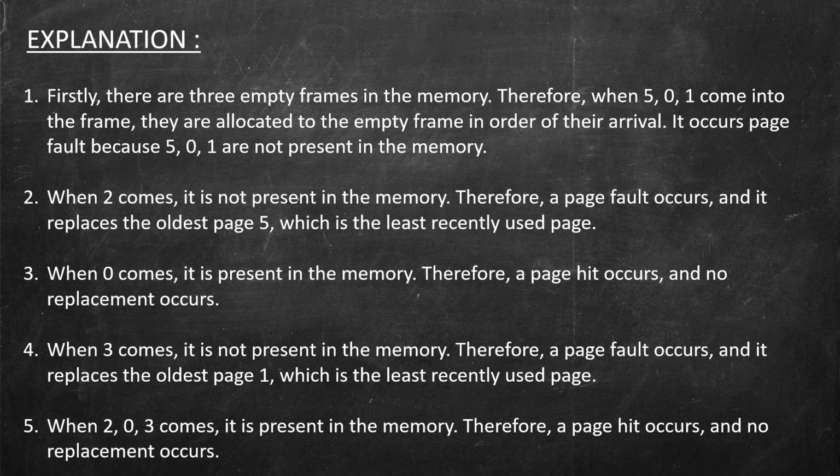So the explanation for the above example is, firstly, there are 3 empty frames in the memory. Therefore, when 5, 0, and 1 come into the frame, they are allocated to the empty frames in order of their arrival. It occurs as a page fault because 5, 0, and 1 are not present in the memory.